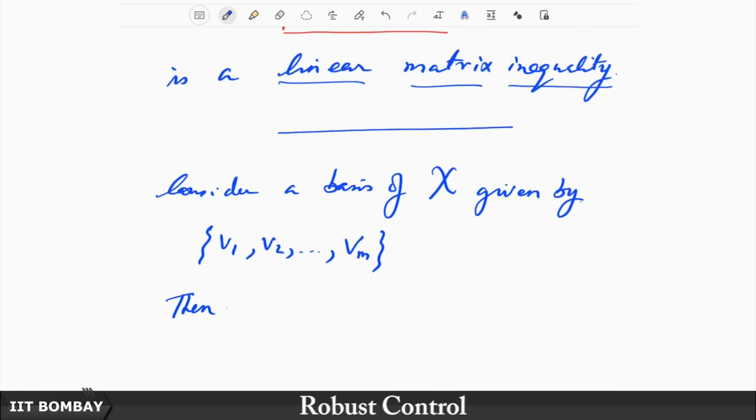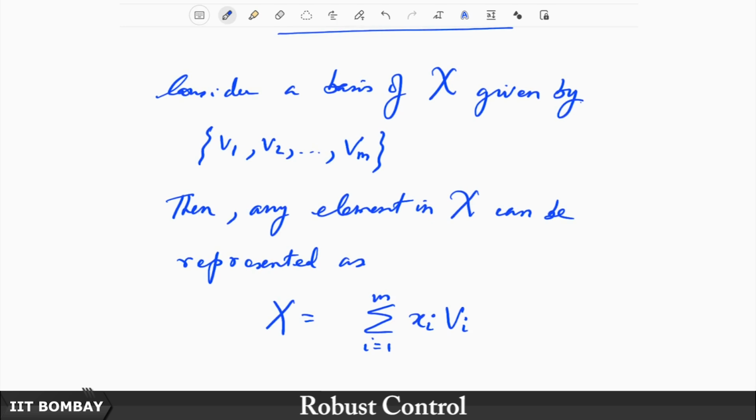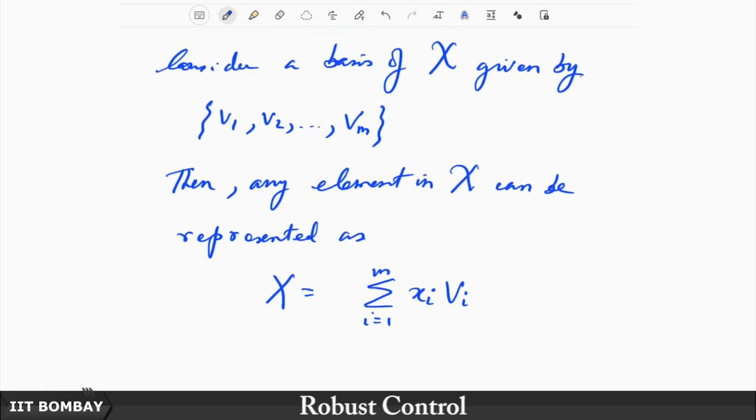Then any element in this vector space can be represented as x equal to summation xi vi, right. That is after all the very definition of a basis. So, of course, the moment we are saying it has got a basis that is finite, we are essentially dealing with finite dimensional vector spaces, needless to say, right.